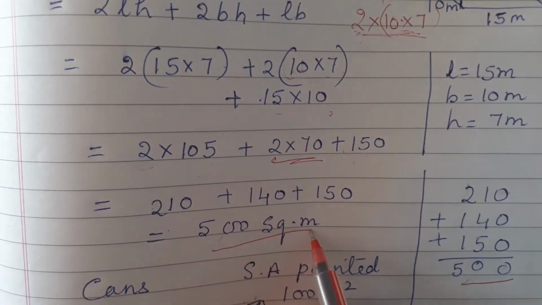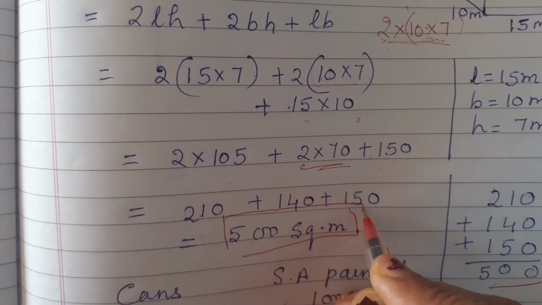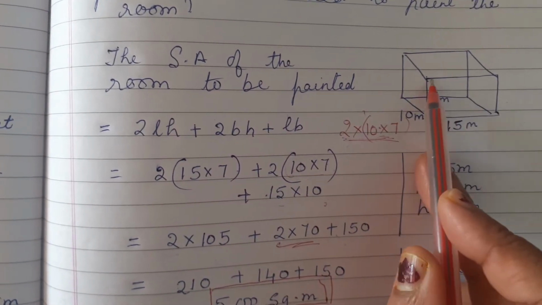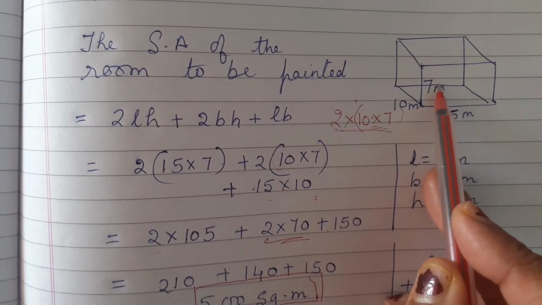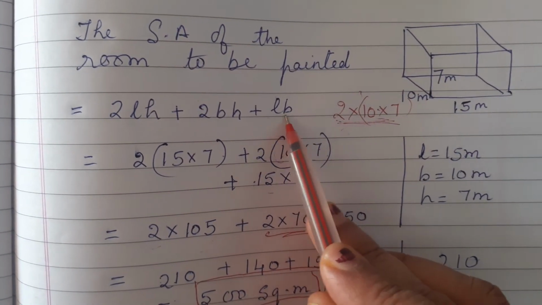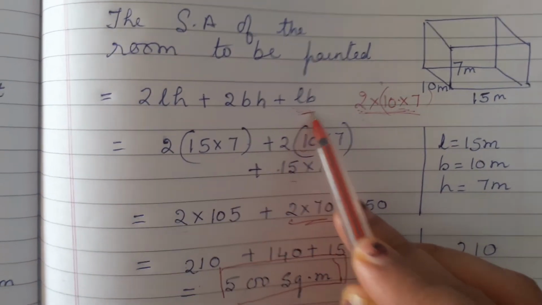So what does this represent? It represents the surface area of the room which is to be painted. Mind well that we are not painting the floor. That's why we have used only 1 time LB, not 2 times LB. Be very careful about it.